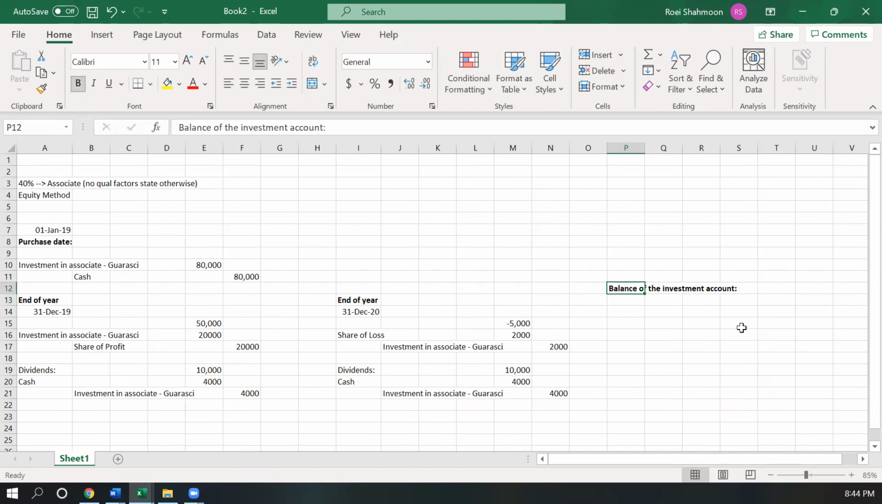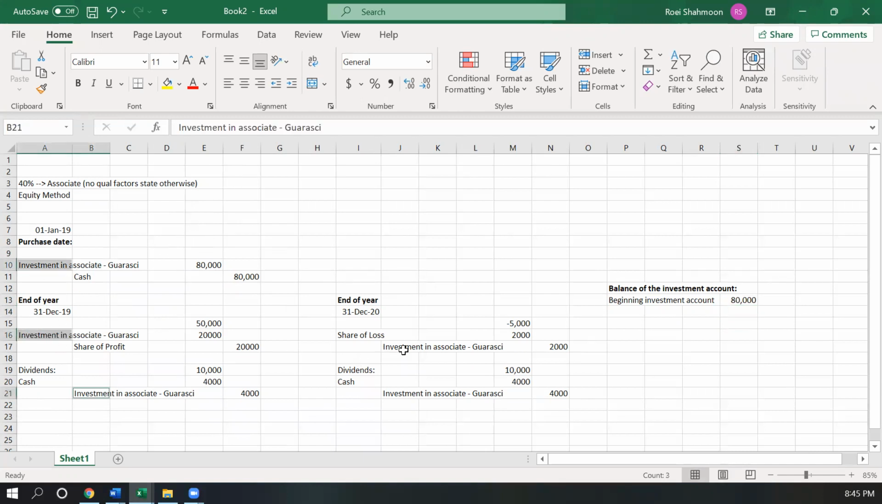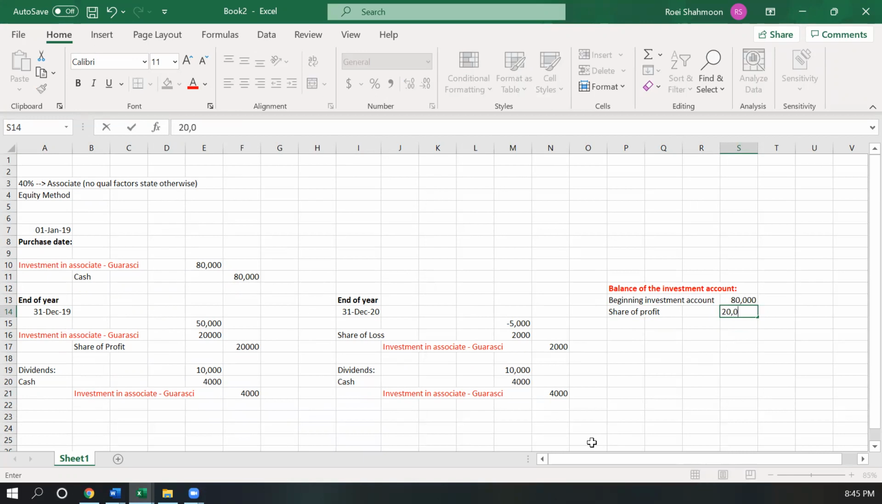Okay, so when we do that, what we see here is that we have the beginning investment account. That's always going to be this purchase price that we did. Okay, and pretty much, guys, every time you see this account, investment, I'm going to have to put it here. It's going to affect this account. So what else do I see here? Oh, share of profit. Share of profit. I'm going to add here 20,000. Look at that. That's adding 20,000 over here.